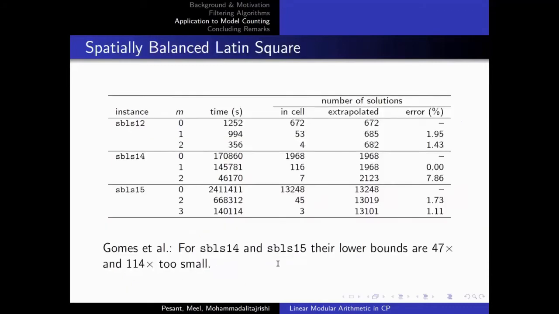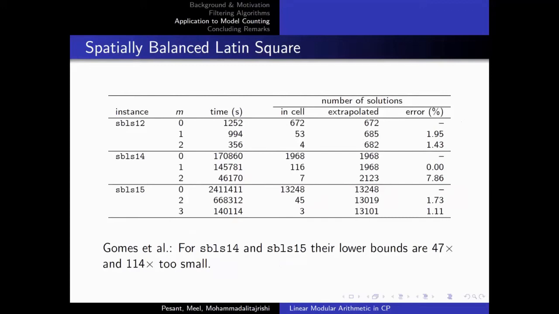Next, spatially balanced Latin square. So that's a more constrained Latin square. Very few solutions actually. And so here again you see, we computed the exact number of solutions, and we see that once we add 1, 2, maybe 3 constraints, the number of solutions in the cell is too small and we lose accuracy.